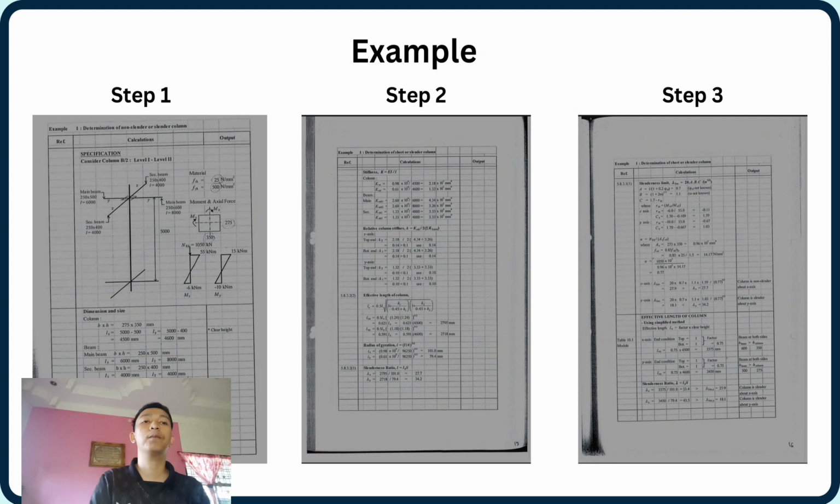The next step is determination of stiffness. K equals EI divided by L. For column KZZ, 0.98 times 10 to the power of 9 divided by 4500, we get 2.18 times 10 to the power of 5.